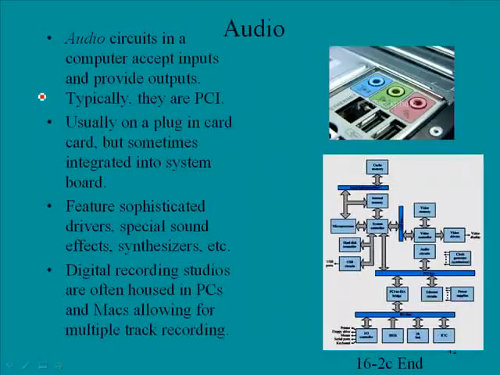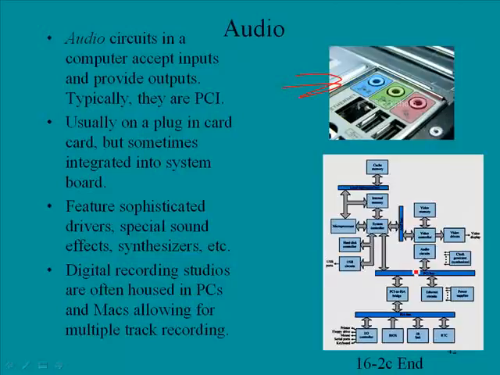Okay, audio circuits in a computer accept inputs and provide outputs. Typically, they are PCI, and here I've got a graphic showing the audio inputs. They're usually on a plug-in card, but sometimes they are integrated into a system board, and by that I mean oftentimes they're on a card that would plug into either the PCI bus or the ISA bus.